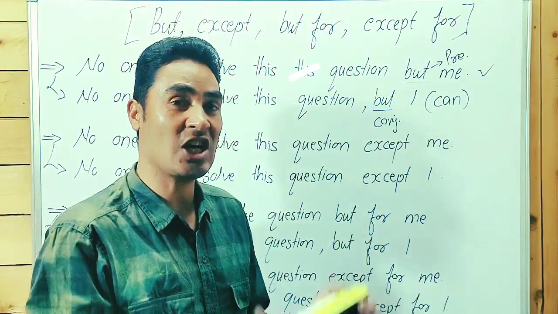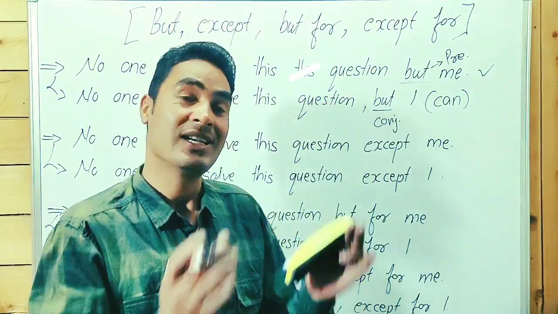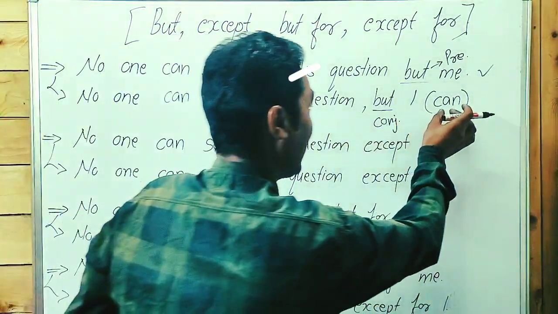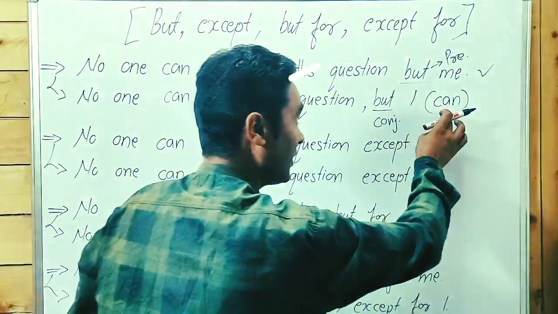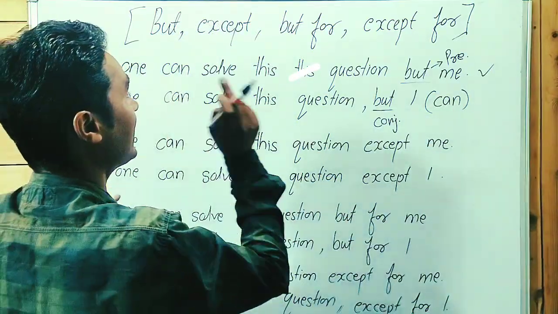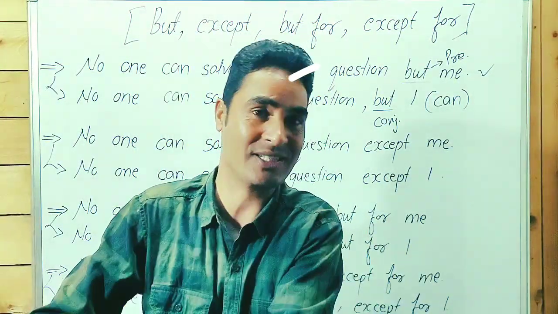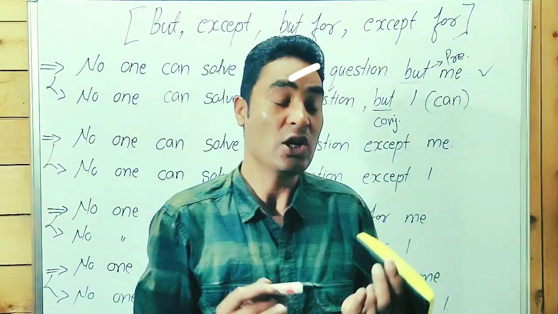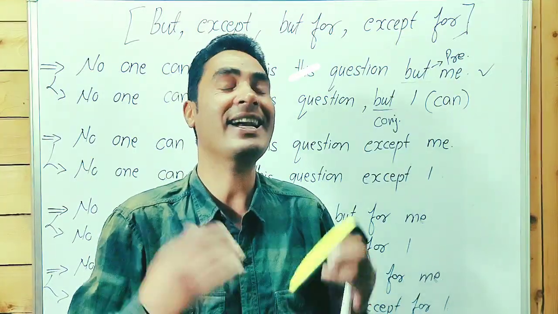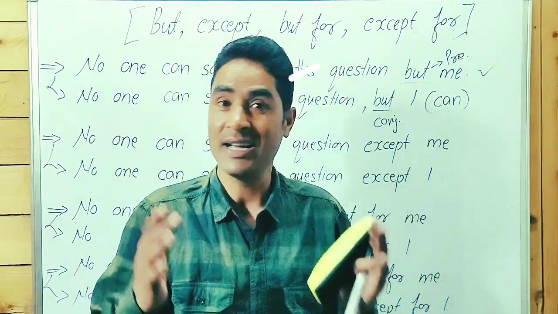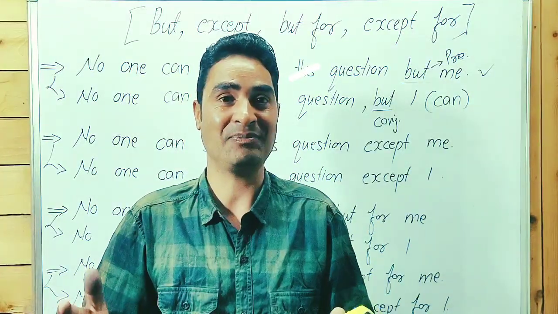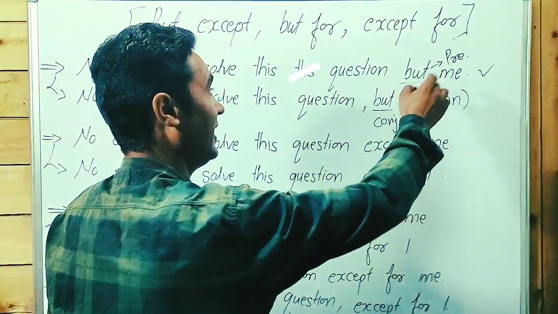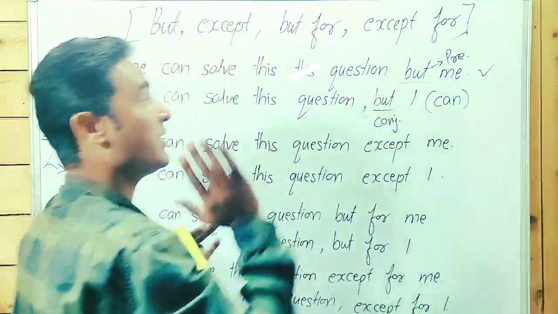As I taught in the very last video on personal pronouns, after a conjunction, we use the subjective case. And with I, can will be visible. You can consider can after I. No one can solve this question but I can solve this question. There is no need to write this sentence again. No one can read this passage but I can read this passage. No one can explain these questions but I can. Okay, I can, not me.